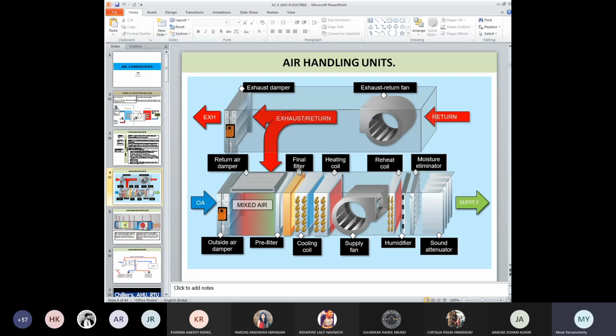Then there is a high quality of filters known as HEPA filters, which clean the air to the max. They are highly costly, but they are amazingly effective. So you have primary, secondary, and final filters. Once the filtered air comes here, it passes over the cooling coil. The cooling coil is nothing but the chilled water that is coming from the AC plant room. From the AC plant room, the chilled water comes here and circulates.